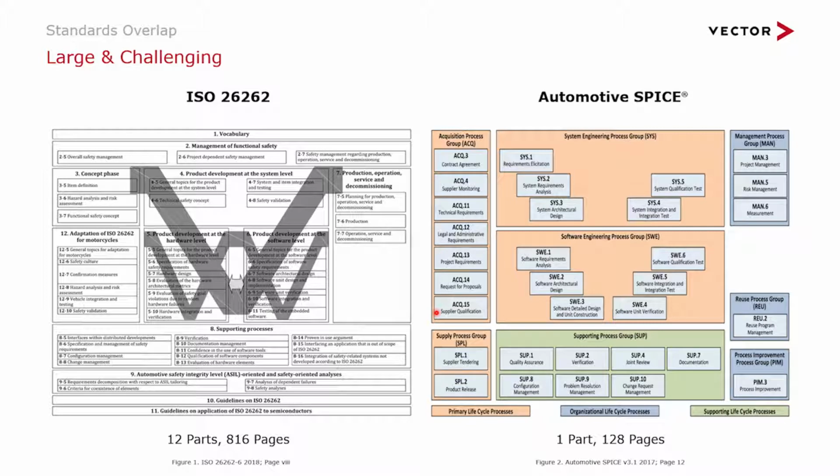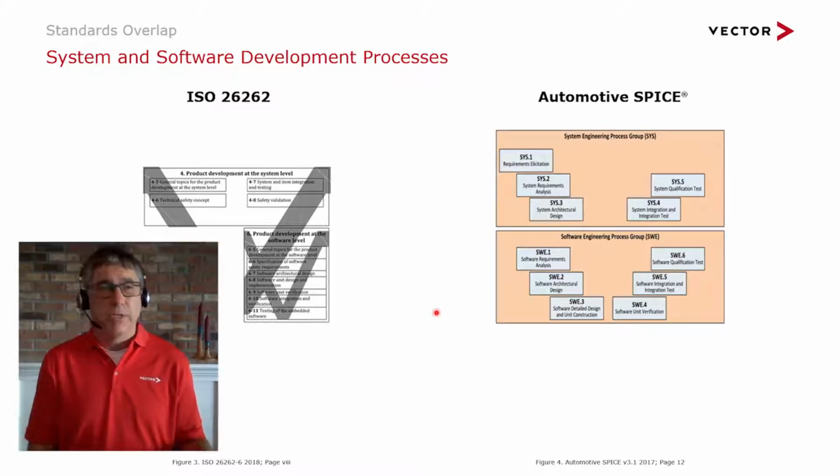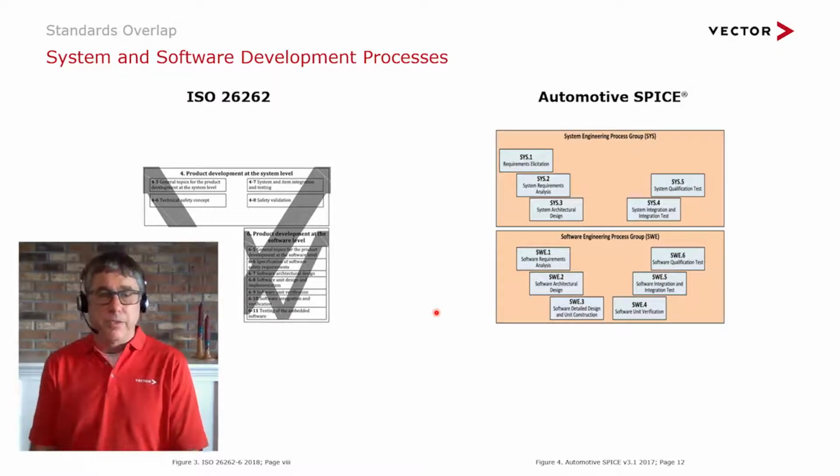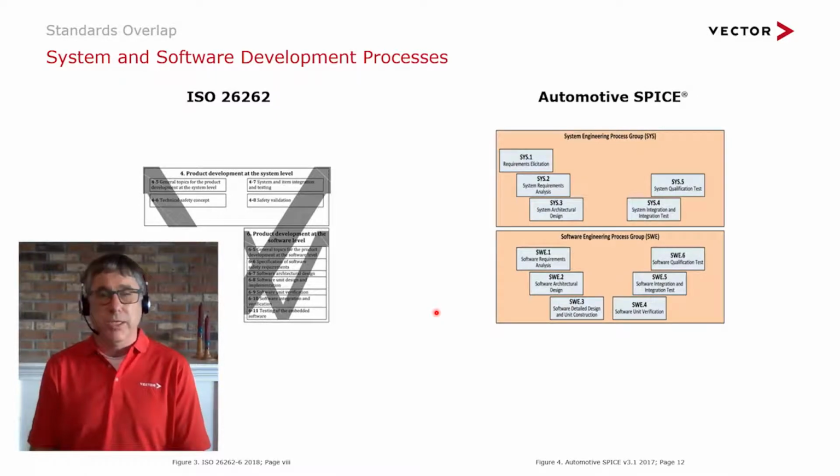So if we remove some of those outside areas and start looking in the middle, we can see that both standards have an area for system processes and software development and testing processes. On the ISO 26262 side, we're in part 4 for the system level activities and part 6 for the software activities. And on the SPICE side, you can see that the system activities are in a section SYS, and the software engineering is under a section SWE.